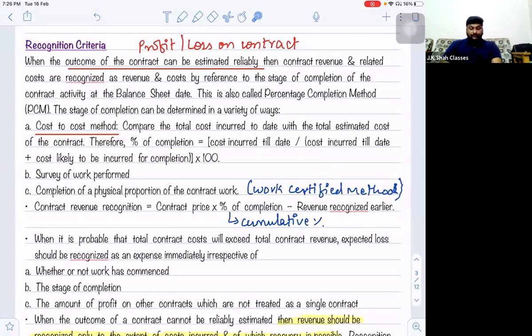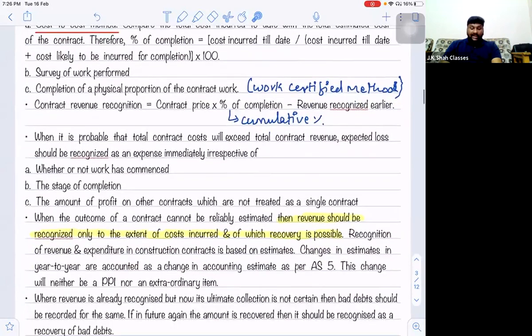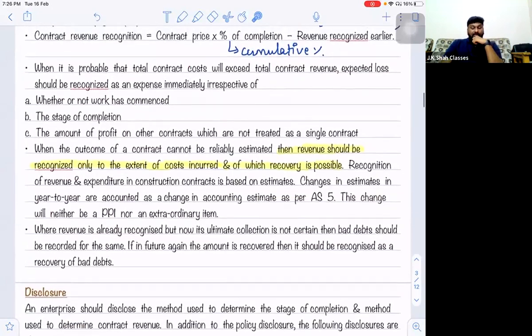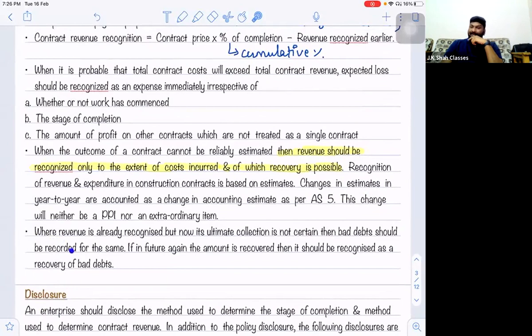Still the loss has to be recorded. And how? I'll just show you. Now, one more point, and then I'll take you to a practical example where revenue is already recognized, but now its ultimate collection is not certain. Then bad debt should be recorded for the same. If in future the amount is recovered, then it should be recognized as a recovery of bad debts.